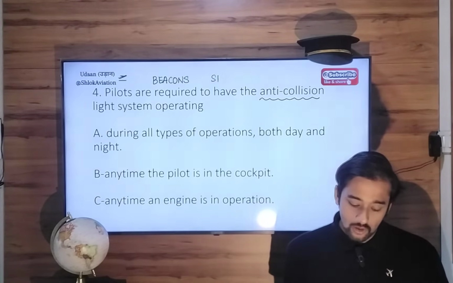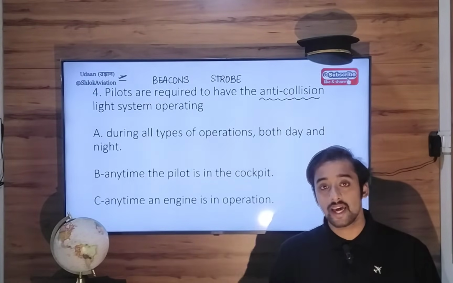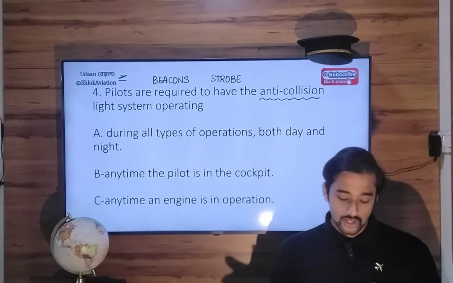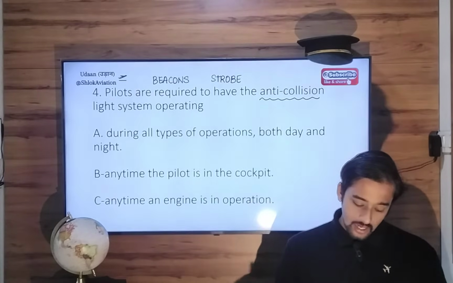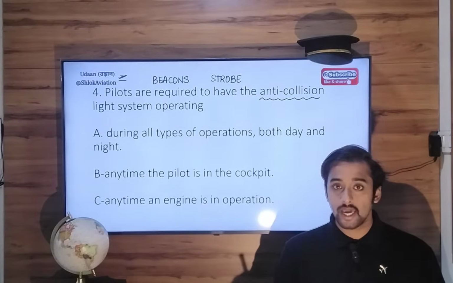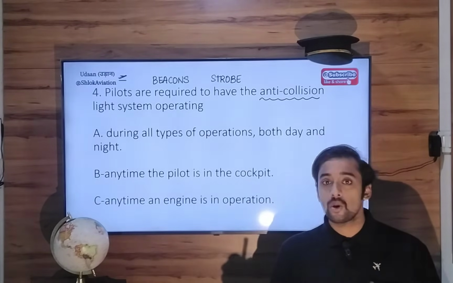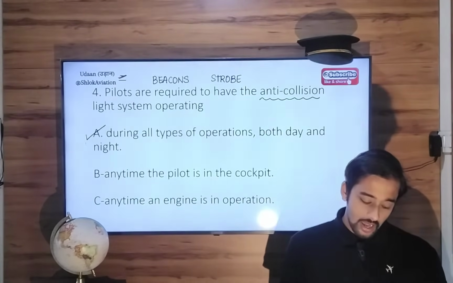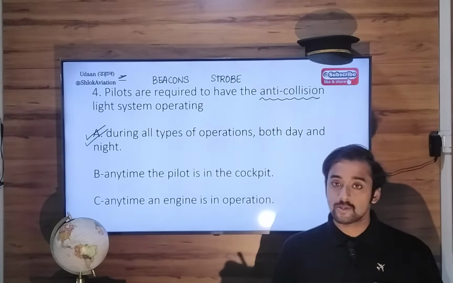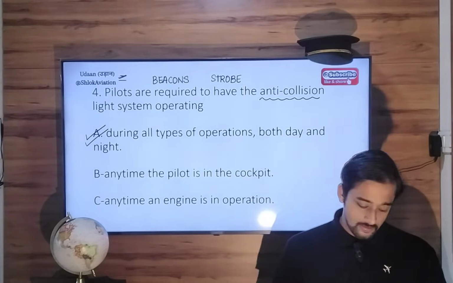And the second anti-collision lights is your strobe lights. Strobe lights are located on both the wingtips and they are flashing white lights. So these are two anti-collision lights. And option A says during all types of operations, day and night, anytime the pilot is in the cockpit, anytime an engine is in operation. So anti-collision lights must be activated during all types of operations, whether it's daytime or nighttime.